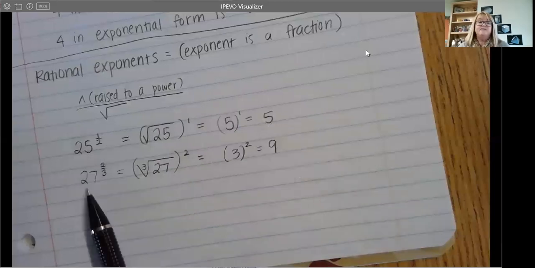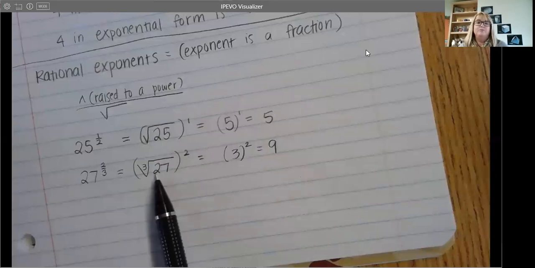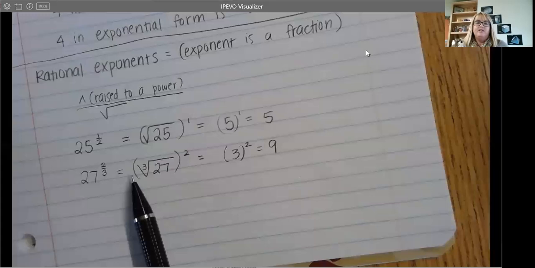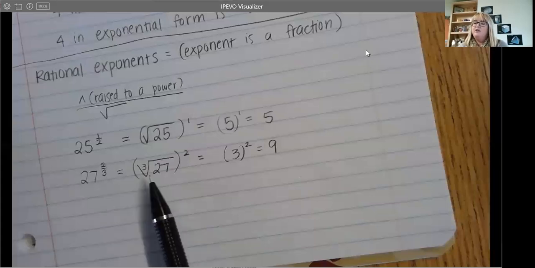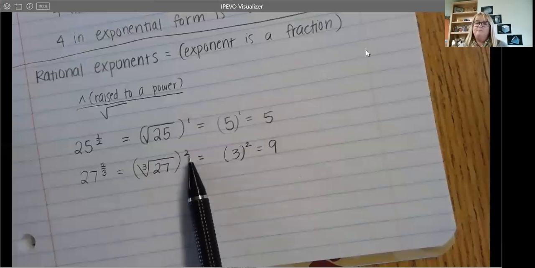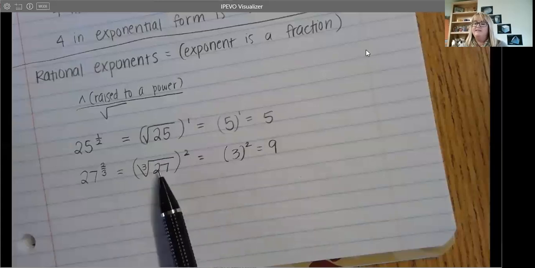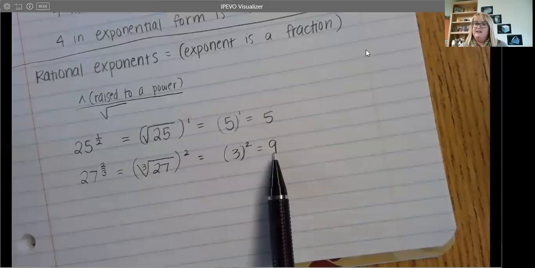Let's look at a different one, 27 to the 2/3 power. Well, the denominator, again, is your root. It is a 3 in the denominator. So instead of a square root, we've got a cube root. So we're going to take 27 and find the cube root of that. The numerator is then what power it is raised to. So you're going to find the cube root of 27, and you're going to raise it to the second power. Well, the cube root of 27 is 3. 3 raised to the second power is 9.